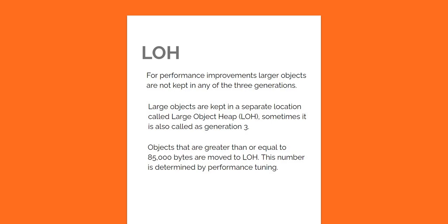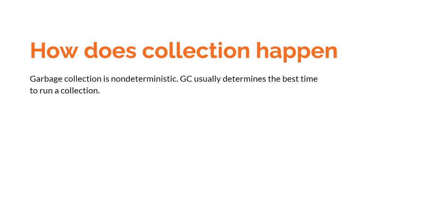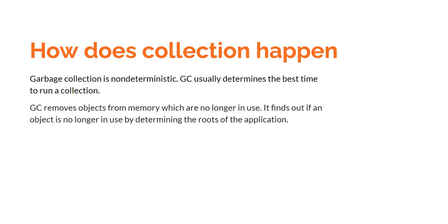Now that we understand the concept of a garbage collector, what the garbage collection process is, what a managed heap is, and what the 3 generations of the heap and the large object heap are, let's get a little bit into details on how the garbage collector works. The first and foremost thing to remember is that garbage collection is non-deterministic. The garbage collector usually determines when is the best time to run a collection. The garbage collector removes objects from memory which are no longer in use. It finds out if an object is no longer in use by determining the roots of the application.